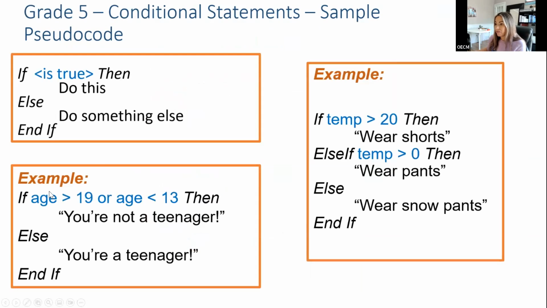I've got a couple of examples here on the bottom. If your age is greater than 19, or, so I have a Boolean operator as well there, or your age is less than 13, then you are not a teenager. Otherwise, you are a teenager. So there's my else.